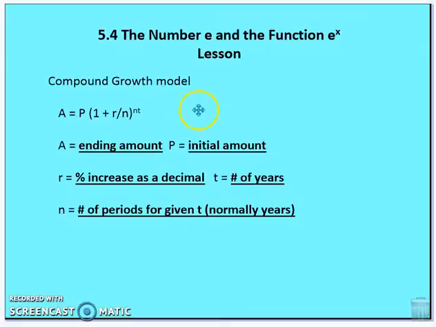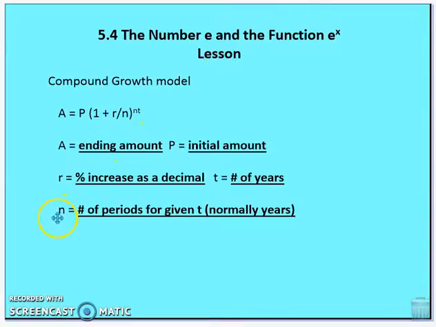Principal is going to be $3,000. 1 plus, in the case of the daily, is 4.9%. So the rate, the percent increase as a decimal, is 0.049. n is going to be the number of periods for the given t or years, so for daily it would be 365. So it'd be 0.049 divided by 365 plus 1, and then taken to the 365 times 5, which is the number of years that we decided we're going to invest the money.